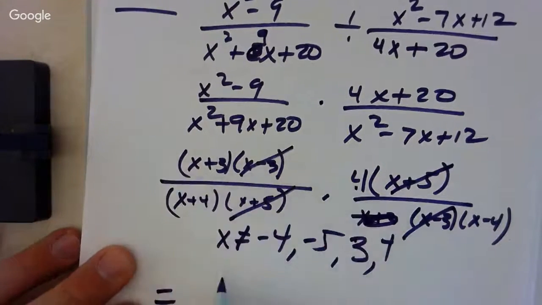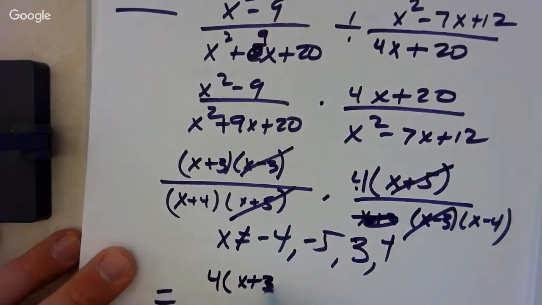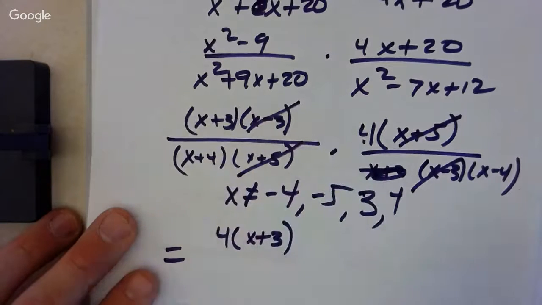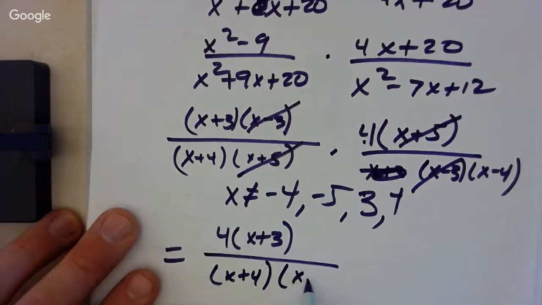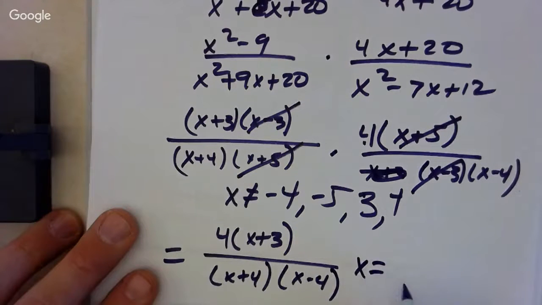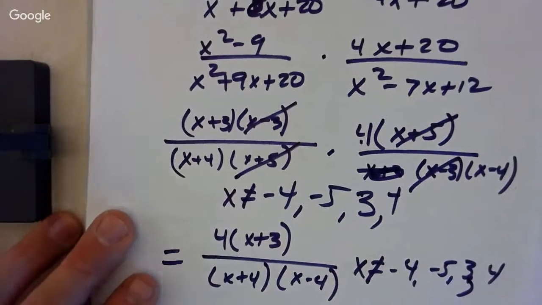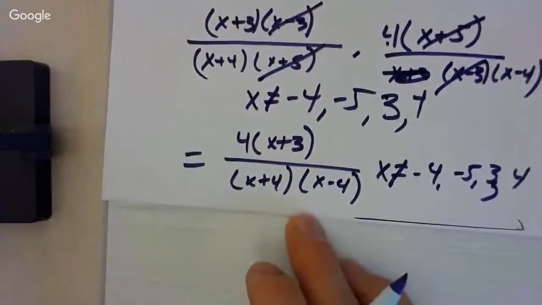I got a 4 and an x plus 3 on top. Now, you may say, why was I able to do that? Because it's a multiply in between. 4 times that is 4 times that. On bottom, I've got x plus 4, x minus 4. And don't forget, x cannot equal -4, -5, 3, and 4. And I'll scoot that up.